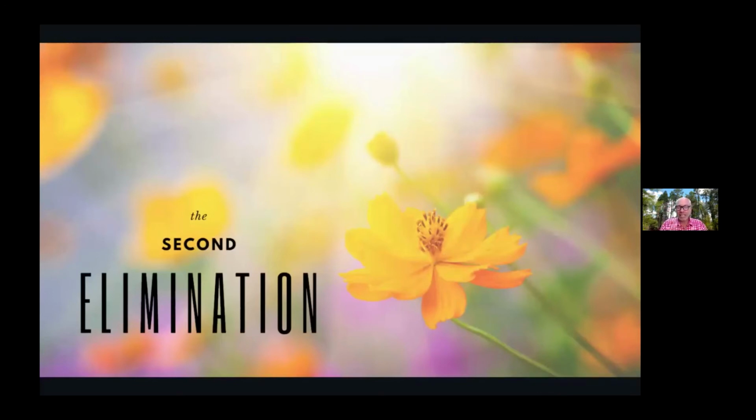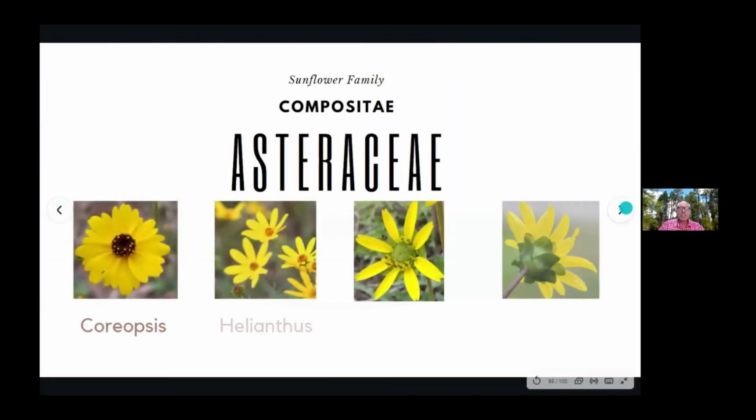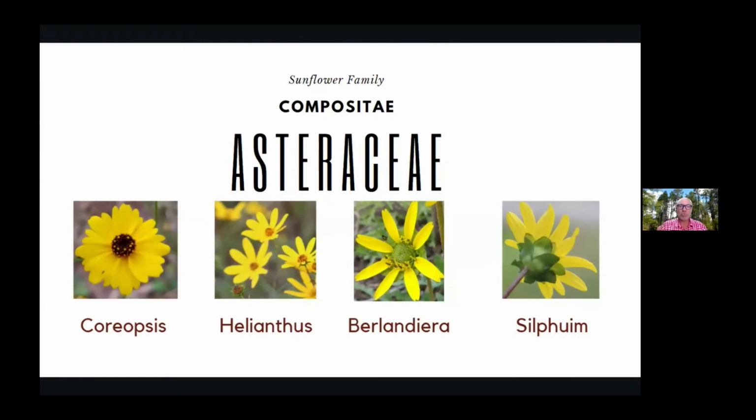Our next elimination from family, we've got to figure out, okay, now we know that our unknown is in the Asteraceae. It has the familiar characteristics. You can do this. It's some kind of yellow daisy thing, but which one is it? Is it a coreopsis, a tick seed? Is it a helianthus, a sunflower? Is it a berlandiera, a green eyes, or is it a silphium? We need to look at some more characteristics to find out what makes a coreopsis and what makes a silphium.